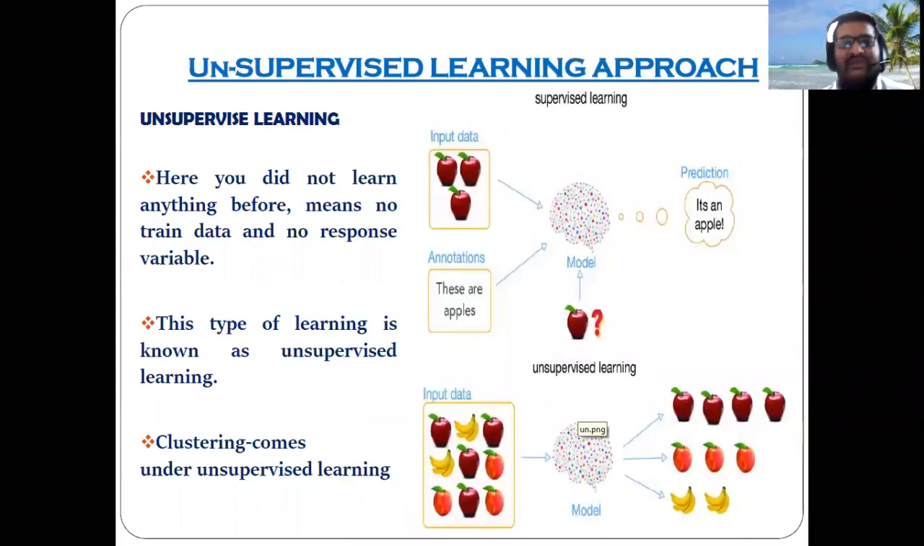If you learn something without the supervision of anybody, then that becomes unsupervised learning. For example, can I get an example from you of unsupervised learning?